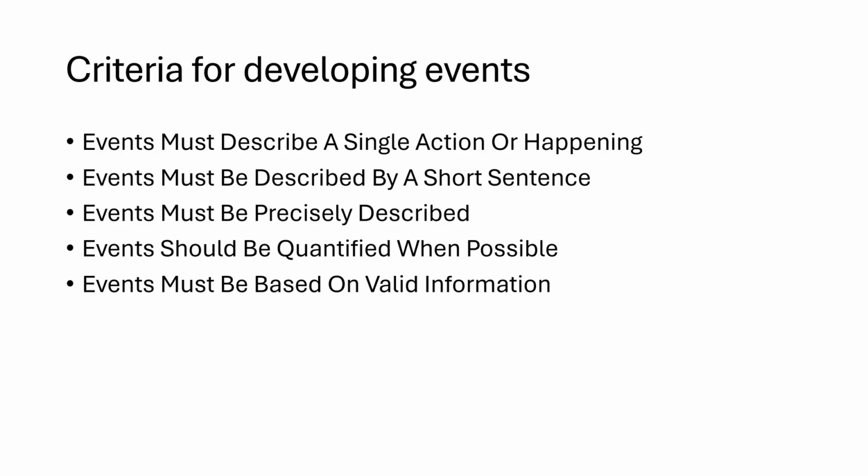Okay, so when you're developing your events, which are the key foundational piece of your chart, they must describe a single action or happening. They must be described by a single short sentence. Events must be precisely described. They should be quantified when possible, and they must be based on valid information. If we don't have that information, then those events will be dotted until we can validate the information or assumptions within.